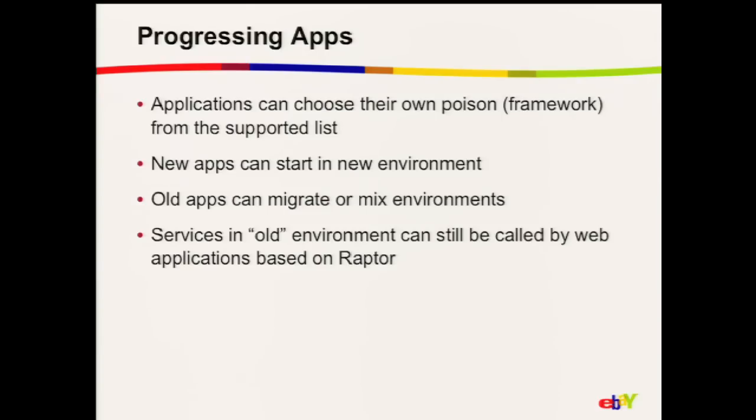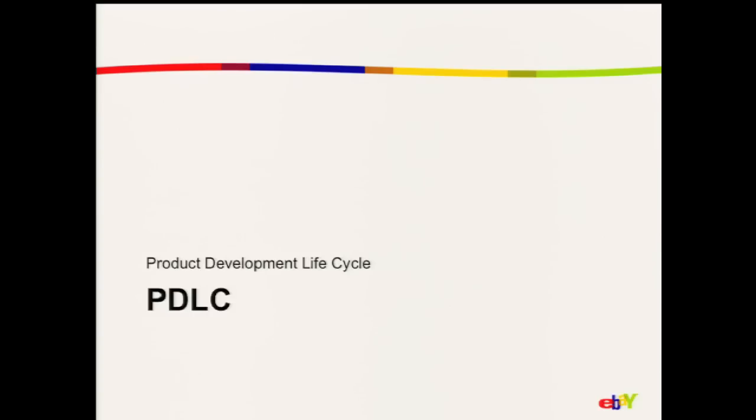The idea is that any new app that comes in, we always start in the new environment, and the old app still resides on the other one, and we slowly migrate them as we have more services and environments coming on. So it's a mixed environment where we have applications running on the older framework, which is monolithic code, and applications running on the new one, which is Raptor, a very modular application. With this, I hand it over to Tony to talk about the PDLC.